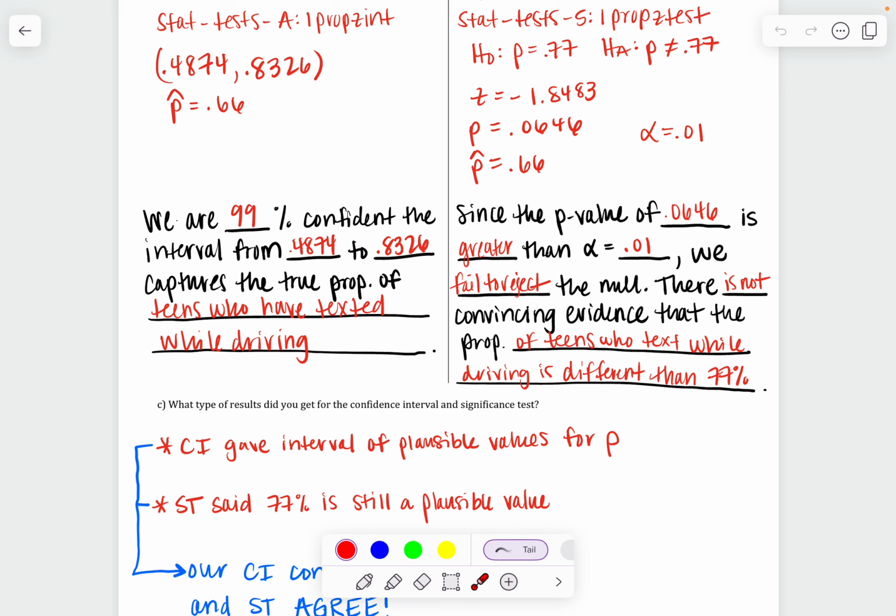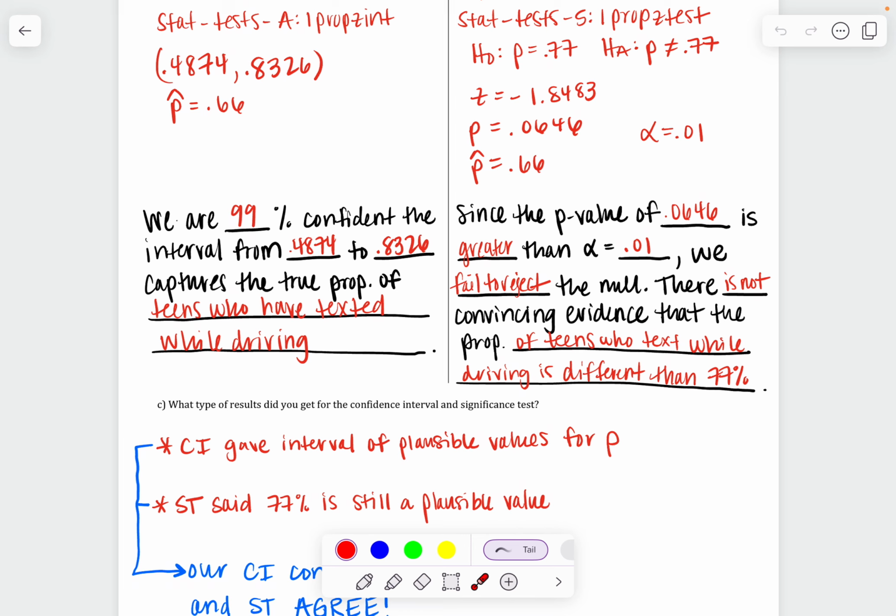For the confidence interval, I interpreted it with the same prompt we've been using. We are 99% confident the interval from 0.4874 to 0.8326 captures the true proportion of teens who have texted while driving. And then for the 1-PropZTest, you always decide whether you are going to reject or fail to reject based on how your p-value relates to your alpha. My p-value was 0.0646, which is greater than my alpha.